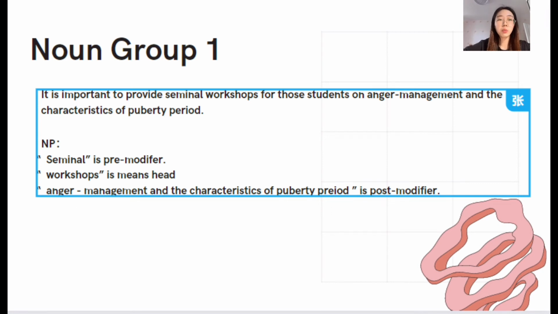It's important to provide seminar workshops for those students on anger management and the characteristics of puberty period. We can clearly see that workshops is the head and seminar is the pre-modifier, and actually anger management and the characteristics of puberty period is the post-modifier. Pre-modifier and post-modifier are both to modify workshops.